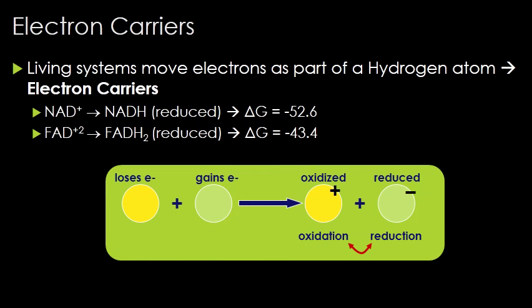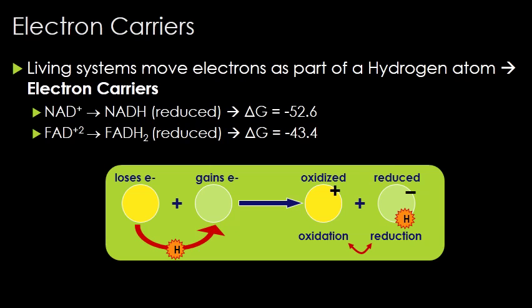Living systems move electrons as part of a hydrogen atom. They can't just transfer electrons around. That's a problem. So we use electron carriers as an intermediate. Now, electron carriers use a process called redox, or reduction and oxidation. The hydrogens are transferred from the oxidized to the reduced. That means that it's going to be able to carry a little bit of extra energy.